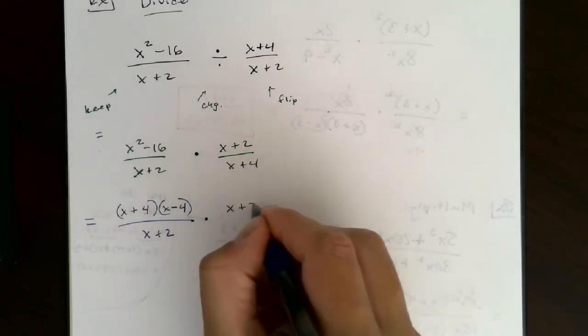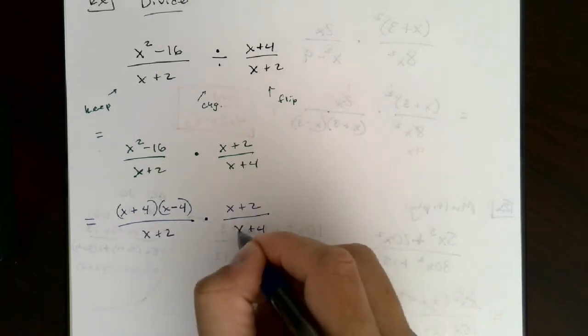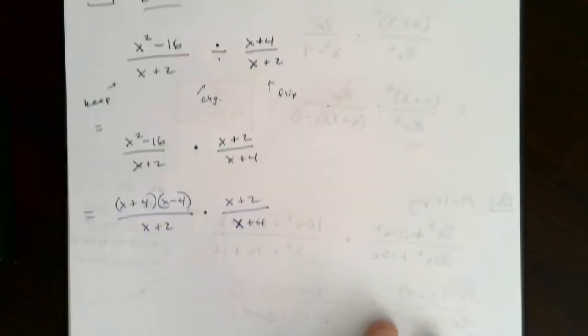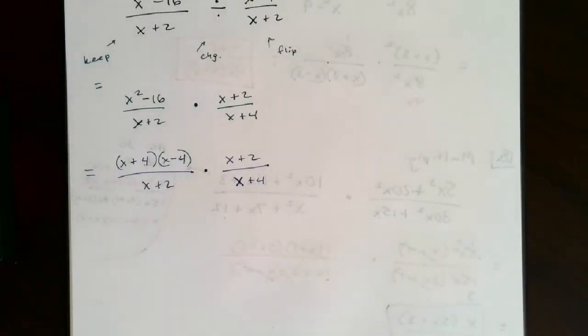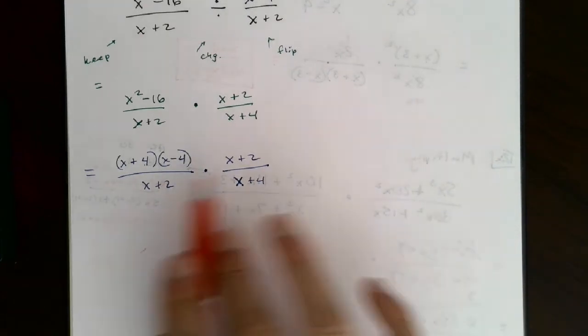This times x plus 2. That also stays the same. X plus 4, that also stays the same. So not a lot of factoring to do in this problem. Once you have this, now we're allowed to do some canceling. Remember, you can cancel anything on different levels.